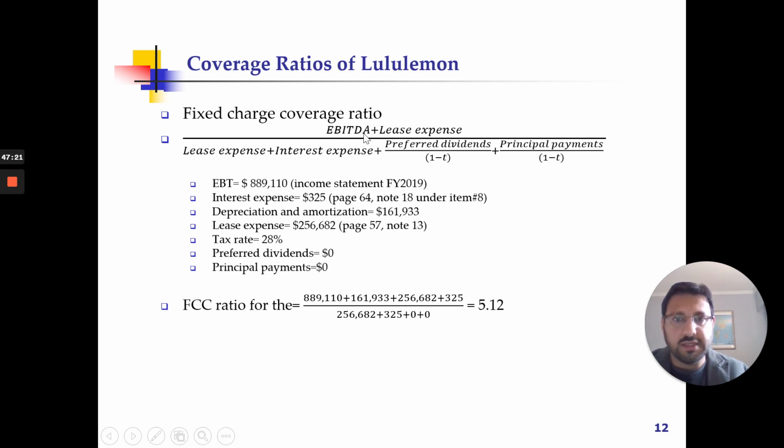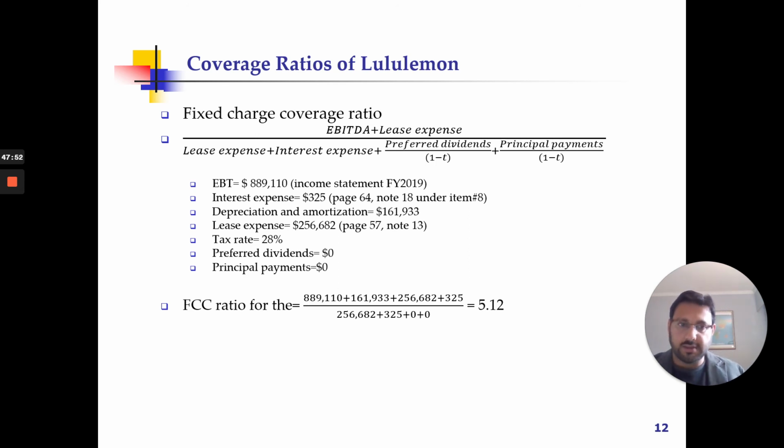rate plus the depreciation and amortization plus the lease expense, I'll get the numerator over here, and we have to divide it by the fixed charges, and I got 5.12. So in order to pay each dollar of the fixed charge, and the fixed charge we now know there are 4: lease expense, interest expense, preferred dividend payment, and principal payment of the interest bearing loan, Lululemon has $5.12 available, right?